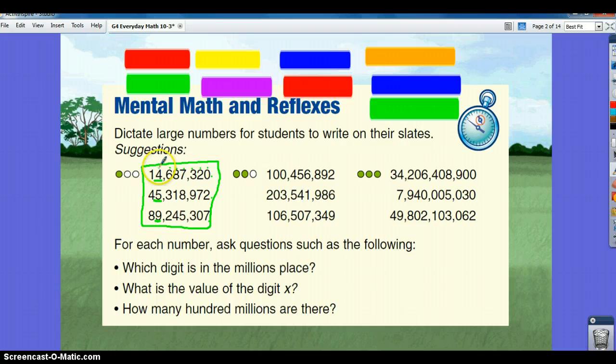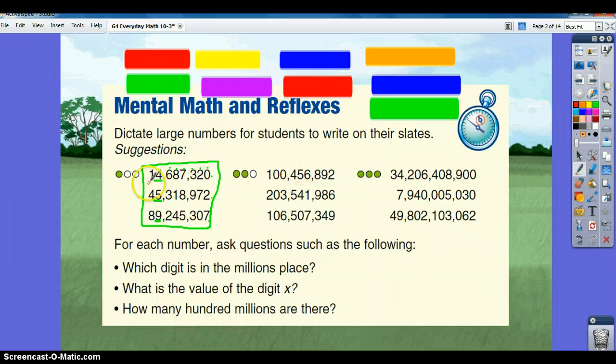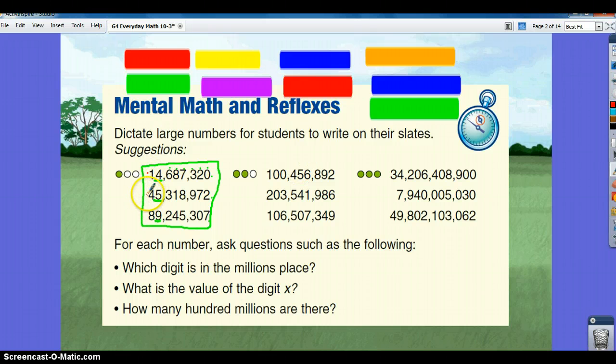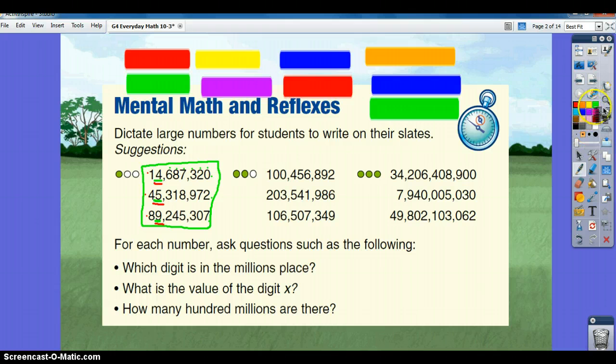So what is the value of that 4? Well, if it's in the millions place, the value of it in the first one is 4 million. The value in the second one is 5 million. The value of the 9 is 9 million. So how many 100 millions are there? Well, in the first one there's 4, because that's what we underline. In the second one there's 5. And in the final one there's 9. Now I'm strictly talking about the place value that we were looking at.